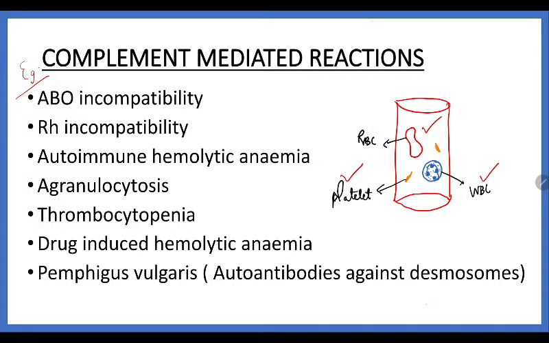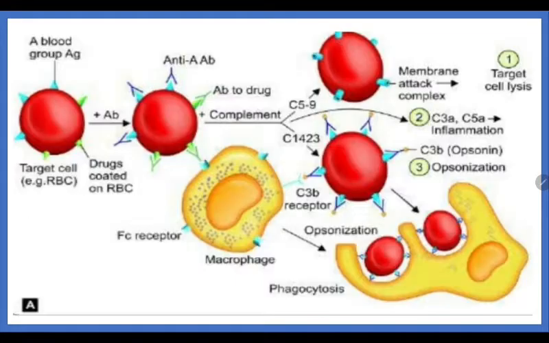Apart from this, one important vesiculobullous disorder in skin, that is pemphigus vulgaris. Actually it is antibodies against desmosomes. Here the autoantibodies are targeted against the intercellular junctions, especially against desmosomes, in pemphigus vulgaris. This is the reaction where the ABO blood group antigen is present, over which the antibody and the complement mediated cytolysis is taking place.